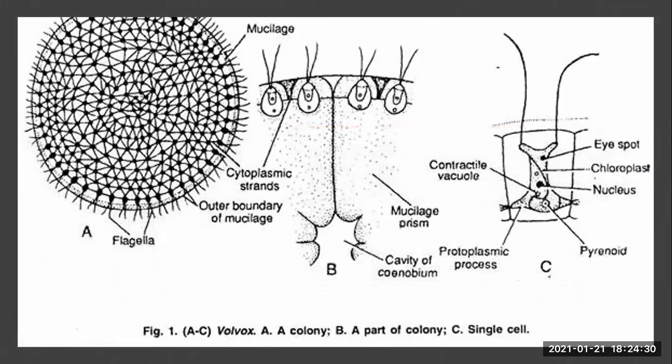As we see in this diagram, flagella of equal length are present, outer boundary of mucilage is present, cytoplasmic strands are present, contractile vacuoles, eye spot, chloroplast, nucleus, pyrenoid, protoplasmic process, and the cavity of the coenobium, here it is present. And this is the mucilage wisp.